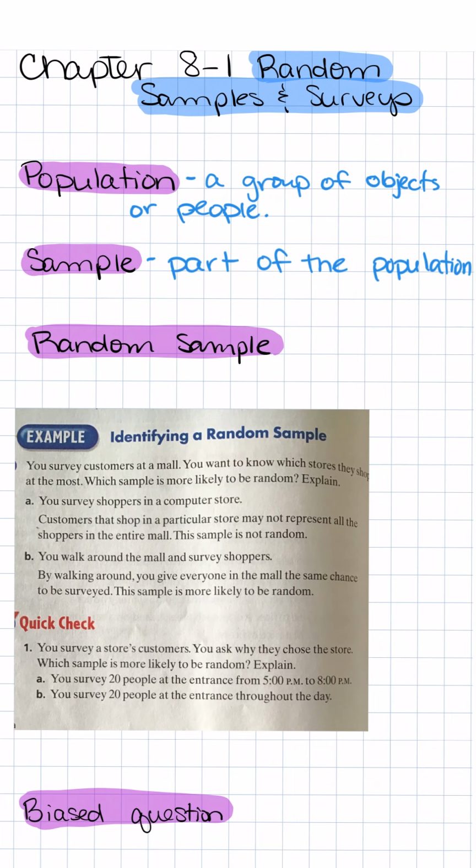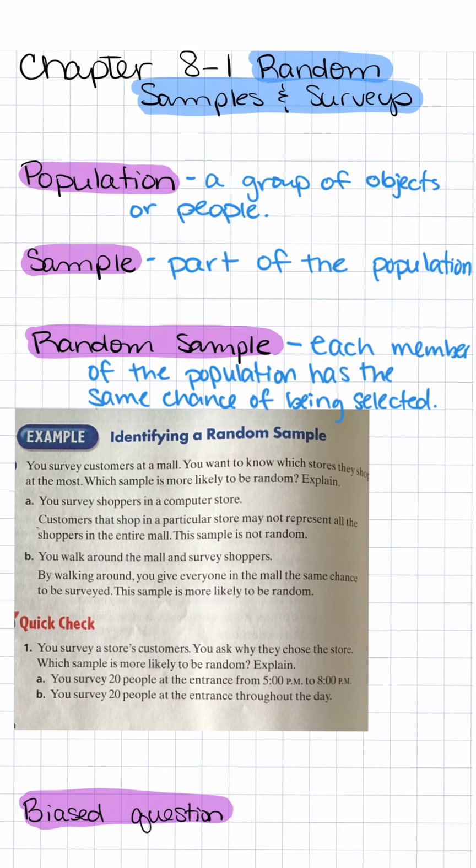In a random sample, each member of the population has the same chance of being selected. Random sampling tends to produce samples that are representative of the entire population. Generalizations based on representative samples are more likely to be correct. So you want to use a random sample whenever possible.